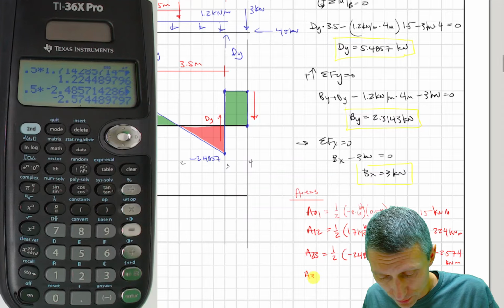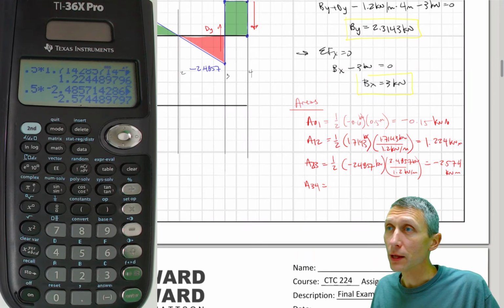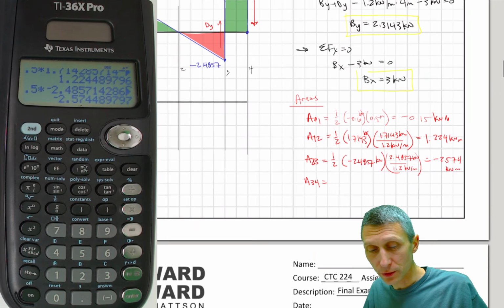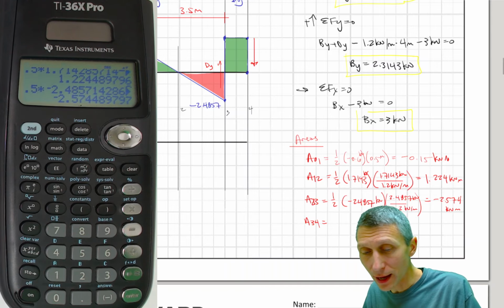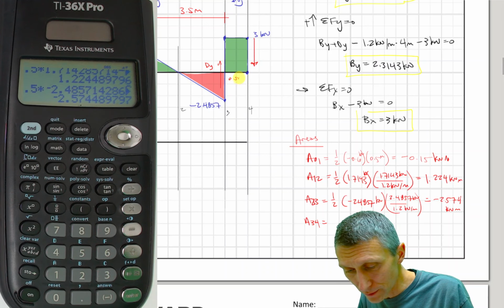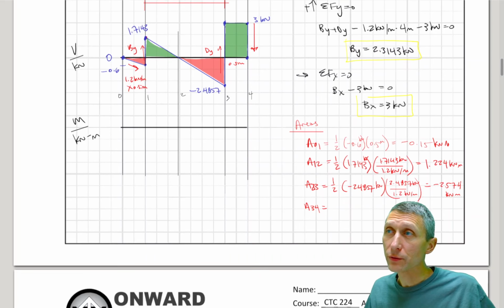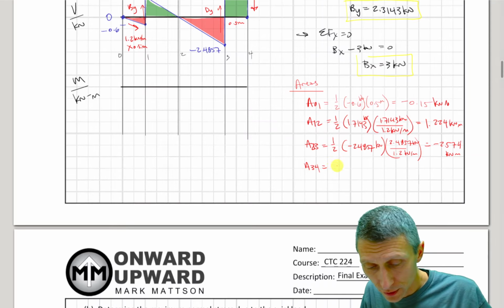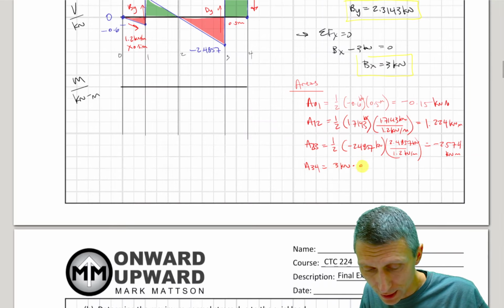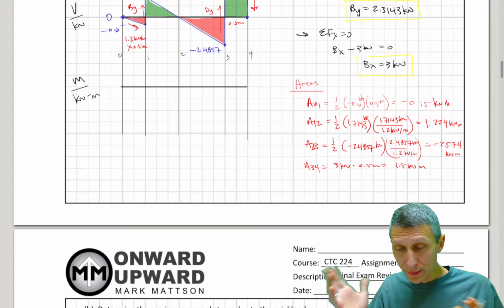And then A34. This one's a little bit easier because it's a rectangle, and rectangles are easier. You can't really see it, but this is a height of 3 kilonewtons and a distance of 0.5 meters. So for A34 I'll do 3 kilonewtons times a half meter. That's just going to equal 1.5 kilonewton meters. Hopefully that makes a little bit of sense.